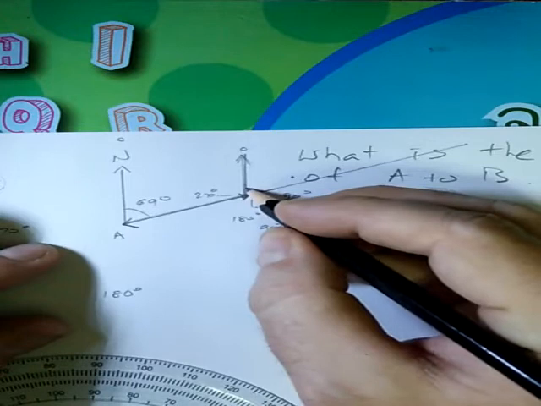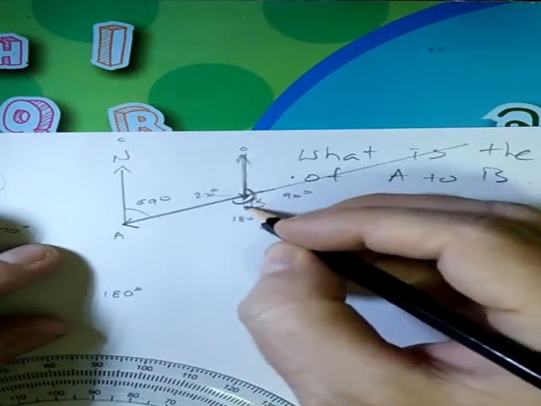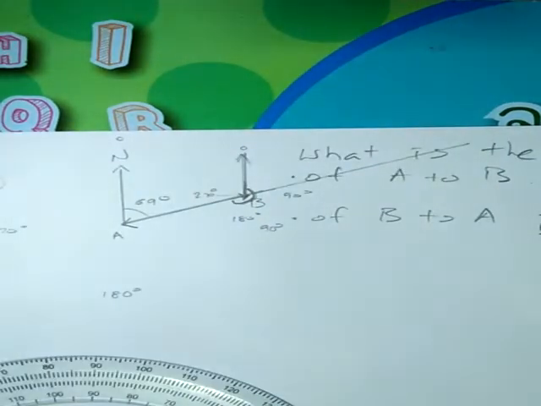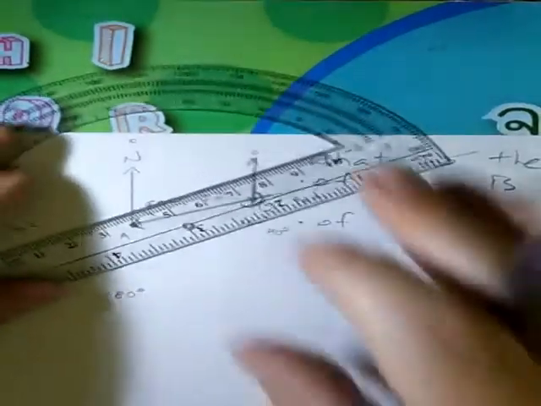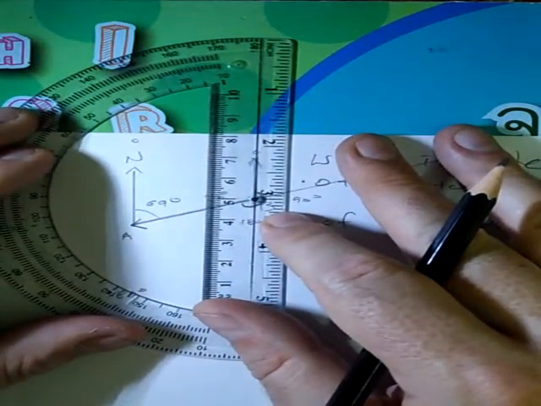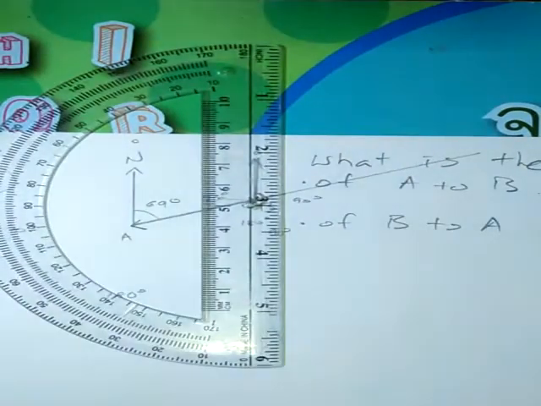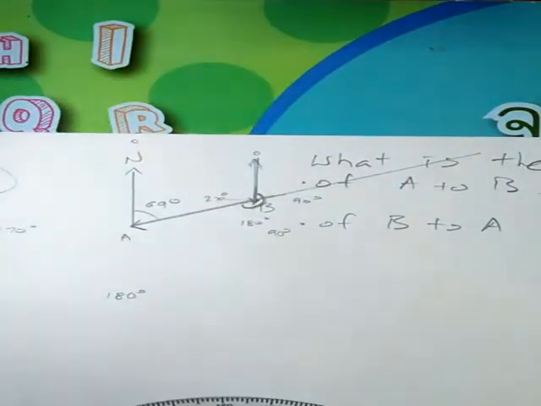And so I want to know this angle from here all the way around. So I don't want to measure that, but I can measure from north, from this angle, and I get about 112, 113, something like that is what it looks like.